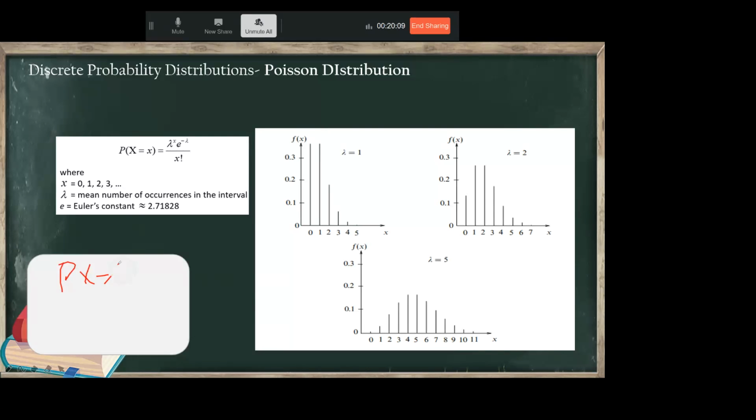Probability of x equal to 3 and lambda is 2. Just put the values in here, and you get 2 power 3, times E, which is 2.71, power minus 2, divided by 3 times 2 times 1. So solve it and you get the probability of x equal to 3. And you can also use the probability for a range. For example, let's say you have the fixed interval, and you can have 5. Probability of x is less than or greater than or equal to.